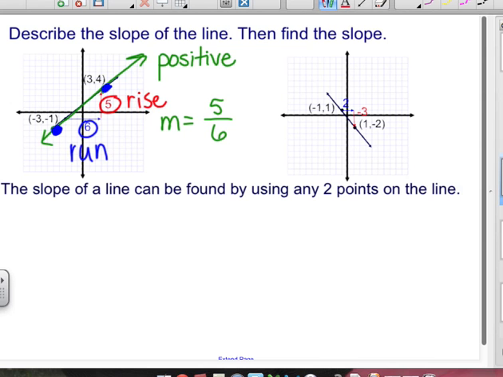Look at the next one over here on the right. How would you describe the line starting from the left moving towards the right? Isn't it going in the down direction? So I would say that this is a negative sloping line. It's going down. If you were on your roller skates or on your bicycle, you'd be zipping down that hill pretty quick.